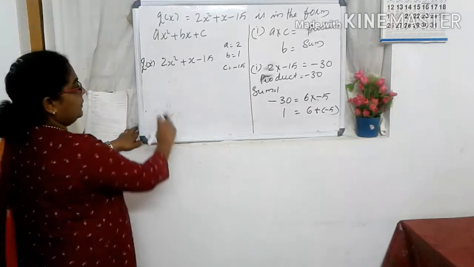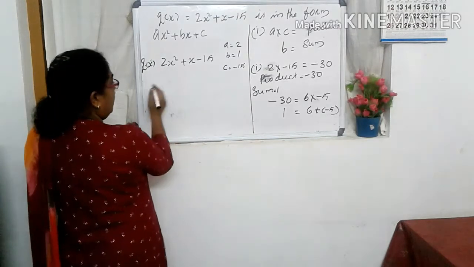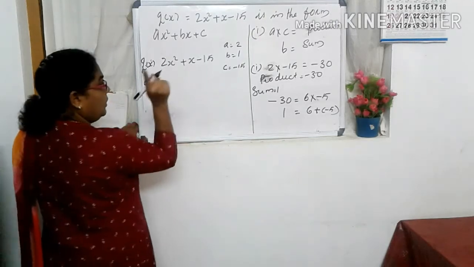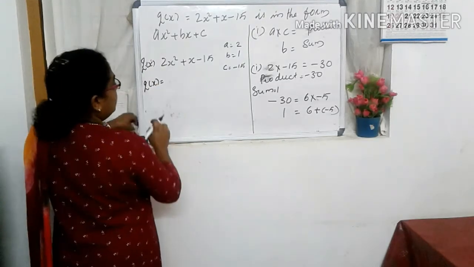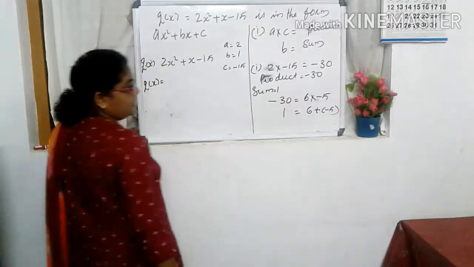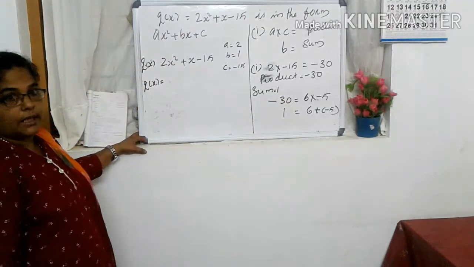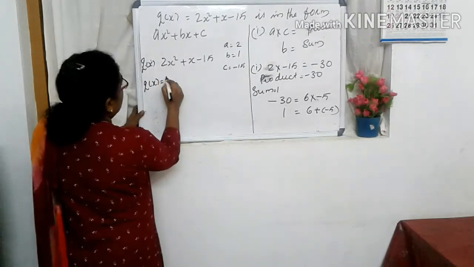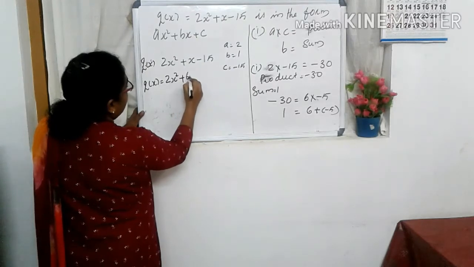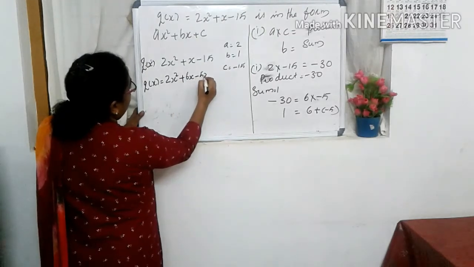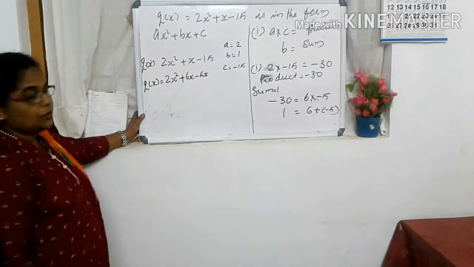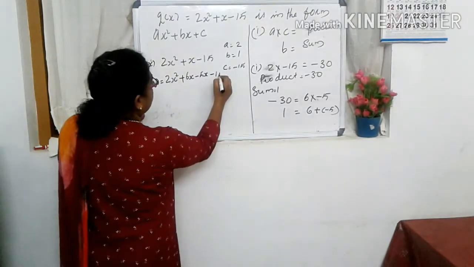Okay. Now we are changing only the middle term. The process is called splitting the middle term. So we are changing only the middle term. No changes in the first term and no changes in the last term. So 2x square plus x minus 15 we can write as 2x square plus 6x minus 5x minus 15. 6x minus 5x is 1x. No changes in minus 15.